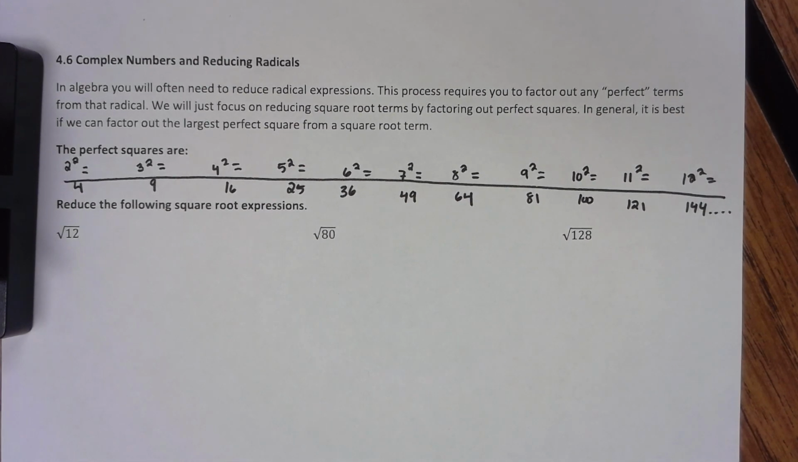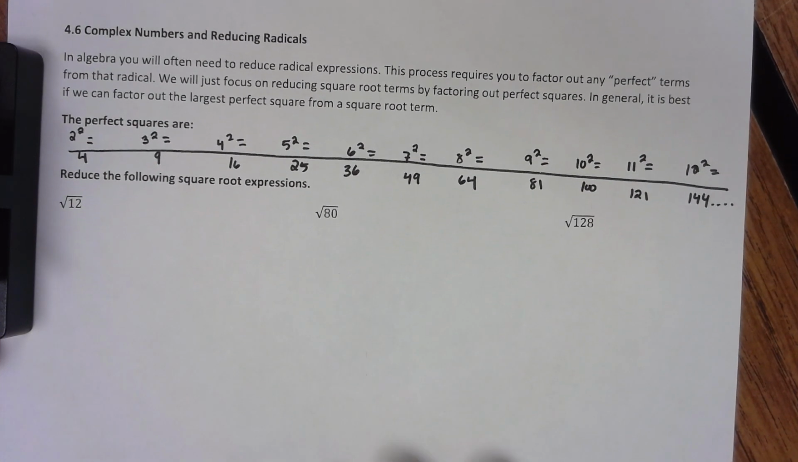And so the reason that we factor those out is because we can take the square roots of those. And by taking the square root, that allows us to reduce down each radical. So when I'm trying to reduce down a radical, I'm always looking for the largest perfect square. It doesn't have to be the largest perfect square, but you'll see that the process is much more simple if we can get that largest perfect square factored out.